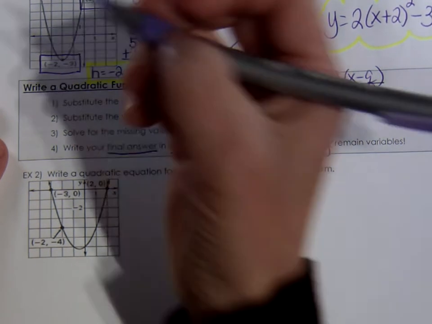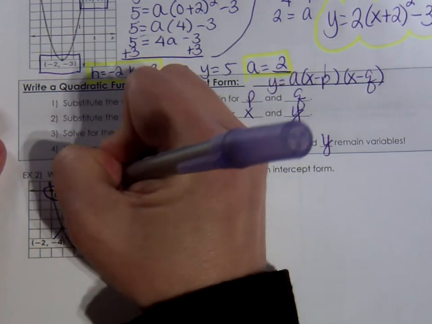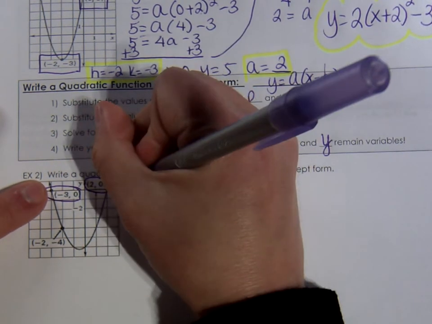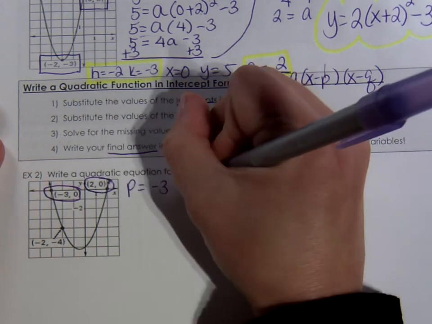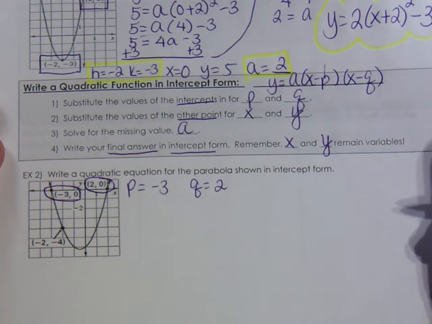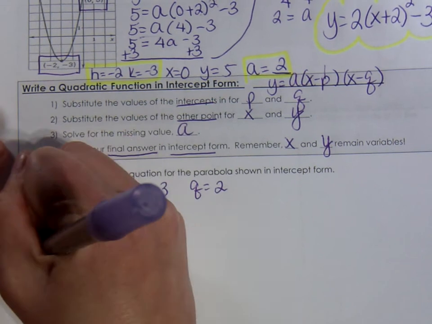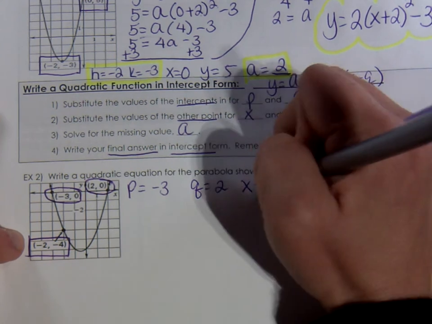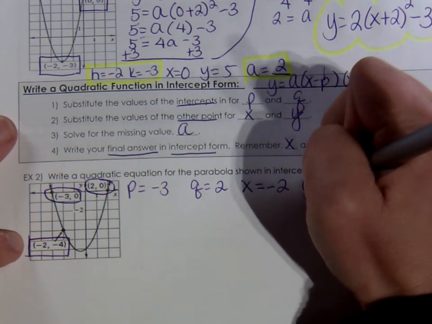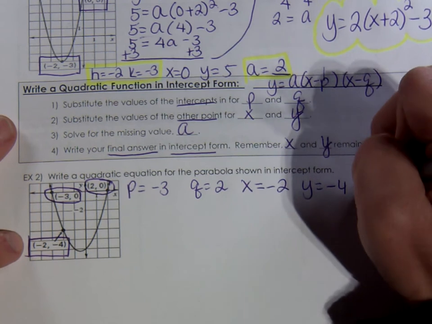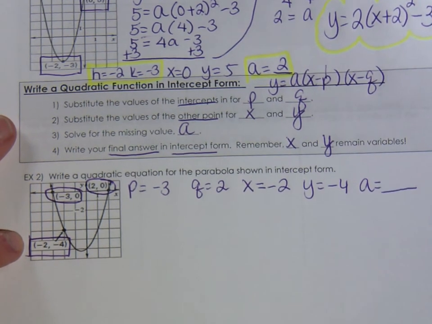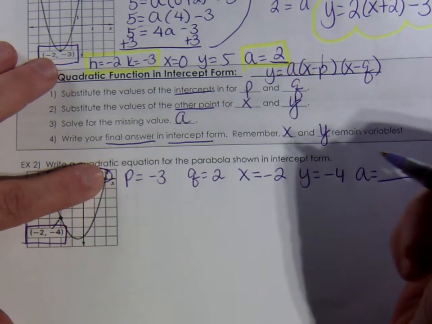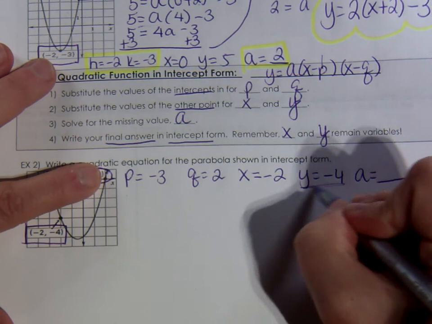So in this problem, I have two x-intercepts, -3, 0, and 2, 0. So that means that my p-value is going to be -3, and my q-value is going to be 2. The ordered pair that is given to me is -2, -4. That means I'm going to let x equal -2, and I'm going to let y equal -4. What is missing is I don't know what a is. That's what I need to find. So I'm going to write my equation. Remember, the equation is going to be y equals, so y in this case is -4.